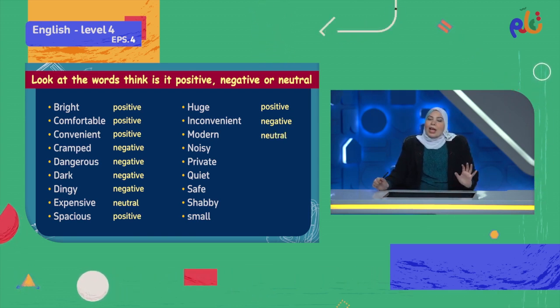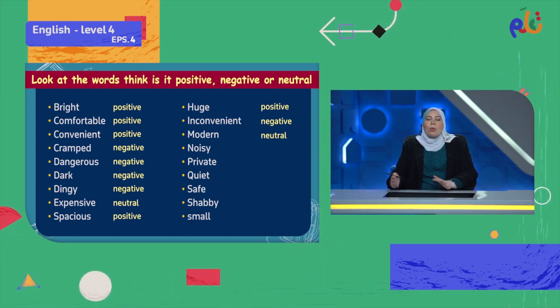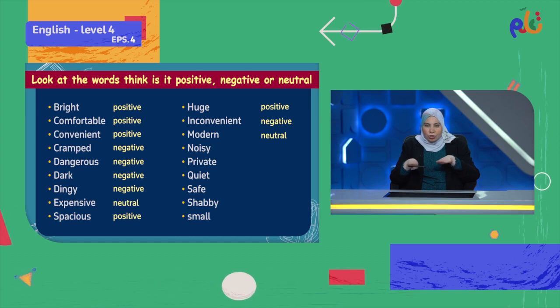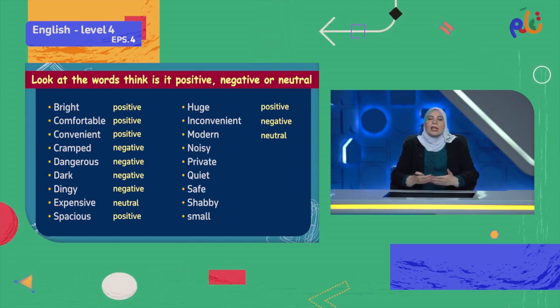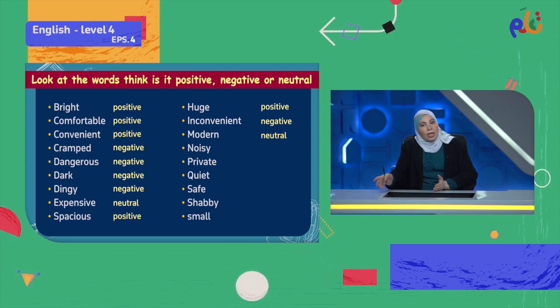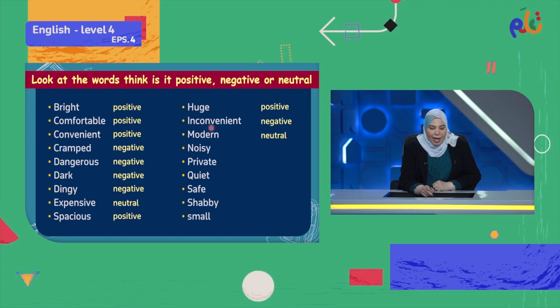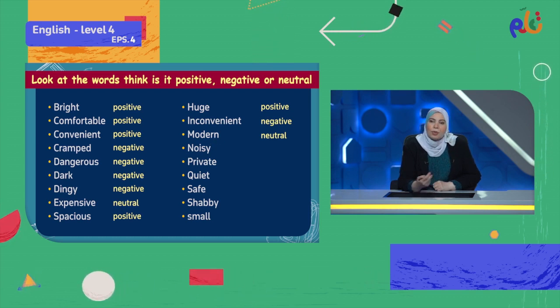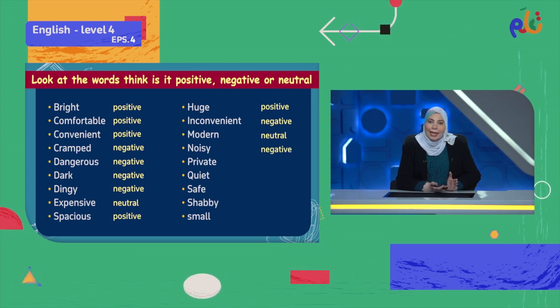Some people would say, I don't like the new style, so in this case, we look at neutral, because not all the people prefer modern style. Some people prefer the old style more. So it depends on the personal taste. And then we have noisy, which is full of noise, which is again negative.